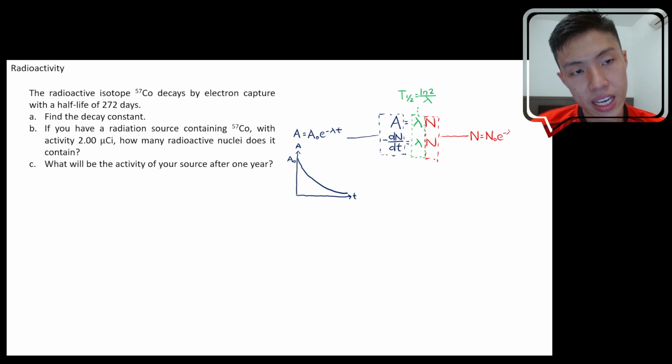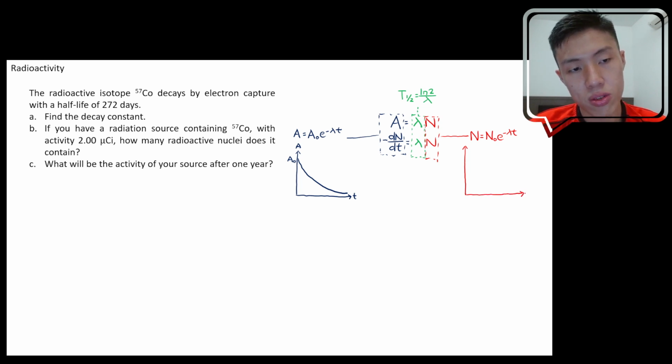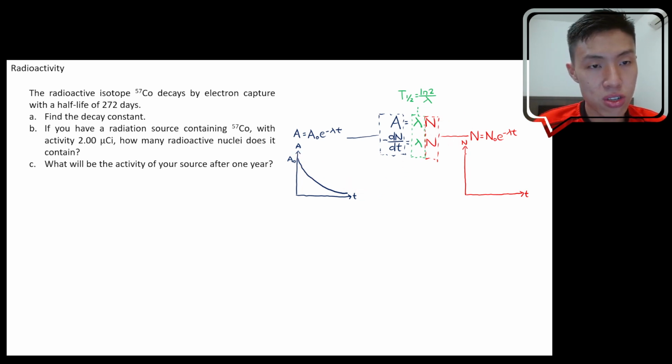We know that as decay goes on, the number of radioactive nuclei should decrease with time. You should expect a pattern similar to how the activity changes with time, because as you know, A is proportional to N. So if A decreases exponentially like this, the number of radioactive nuclei should also decrease exponentially like this. This shows you how the number of radioactive nuclei changes with time.